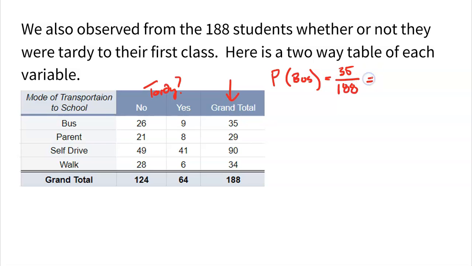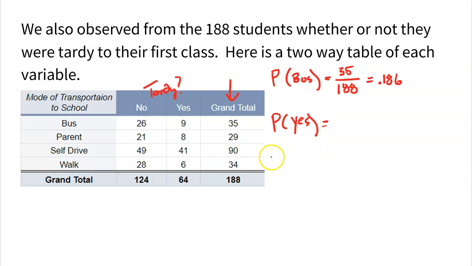Nice and simple. Grab a calculator. 35 out of 188 is 0.186. And then, of course, we can move that decimal twice to say 18.6% of the students in my sample ride the bus. Easy. And obviously, we can repeat that. We could even look at another variable about being tardy. What proportion of kids said, yes, we were tardy to our first block class?